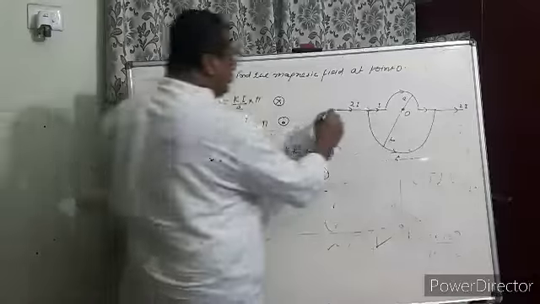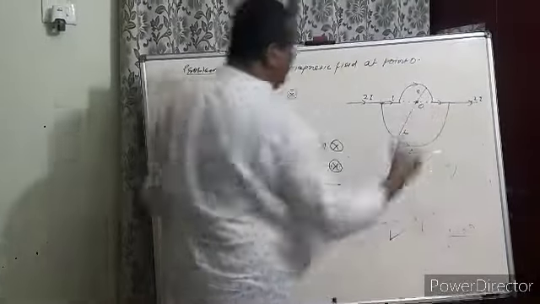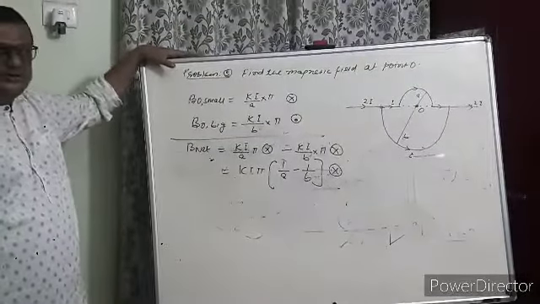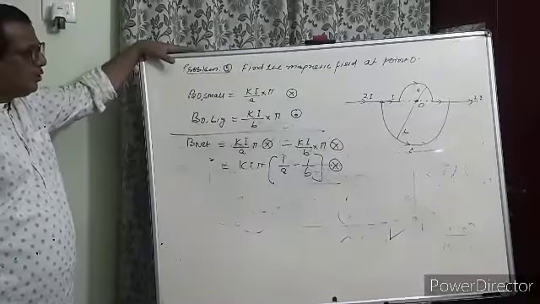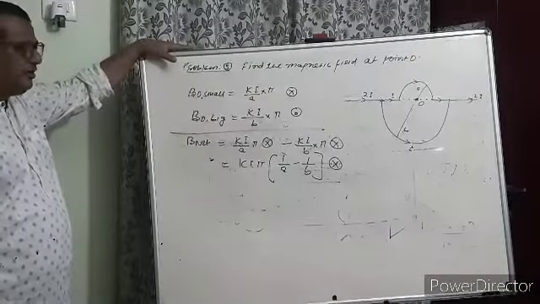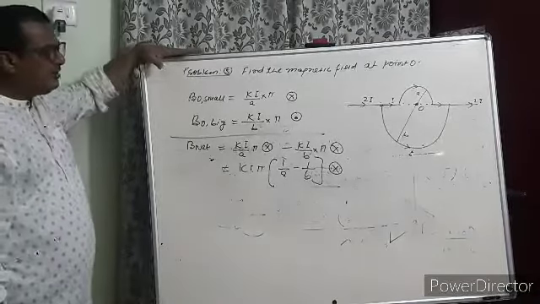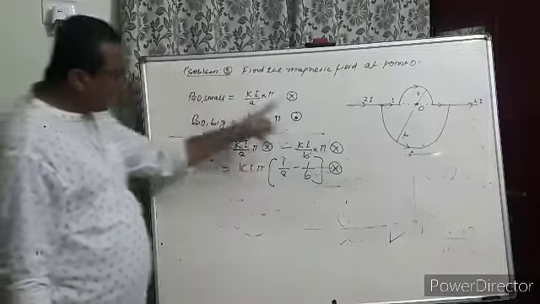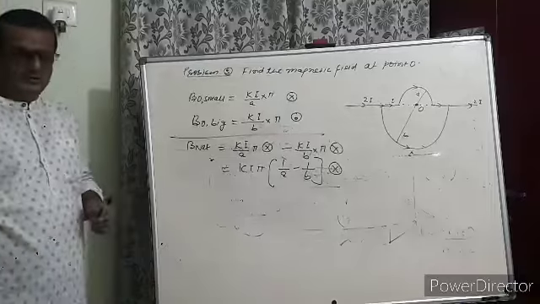Because due to a straight wire, the magnetic field will be 0, since point O is on the line of the straight wire. So the magnetic field due to a straight wire will be 0 according to Biot-Savart law, because theta is equal to 0 in K I dl sin theta by r square, so sin 0 degree is 0.